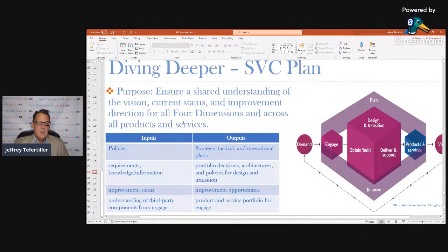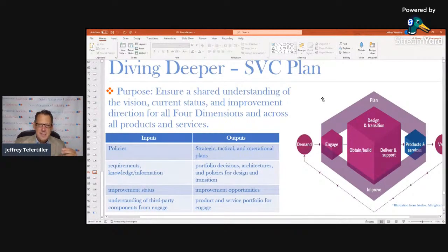Here we go. So if we look at the plan stage up here at the top of the service value chain, the purpose is ensure a shared understanding of the vision, the status, the improvement for all 4 dimensions. If you remember, those were people and organization. We talk about technology and data, information as number 2. We looked at value streams and processes as number 3, and we looked at third parties, vendors, all the outside people as the 4th dimension. And so every solution is going to have at least 2, if not all 4 of those.